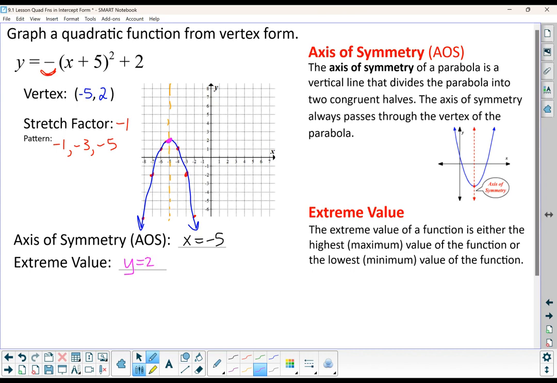It's less important to me that you write the y equals on the extreme value, but on the axis of symmetry, we're writing the equation of the line of the axis of symmetry, so it really should be x equals negative 5.